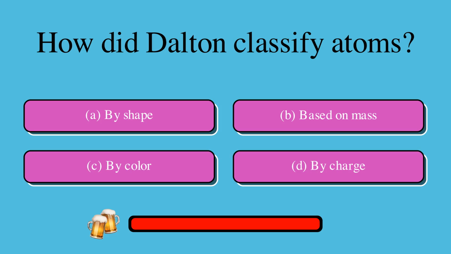How did Dalton classify atoms? Is it A, by shape, B, based on mass, C, by color, or D, by charge? The correct answer is B, based on mass.